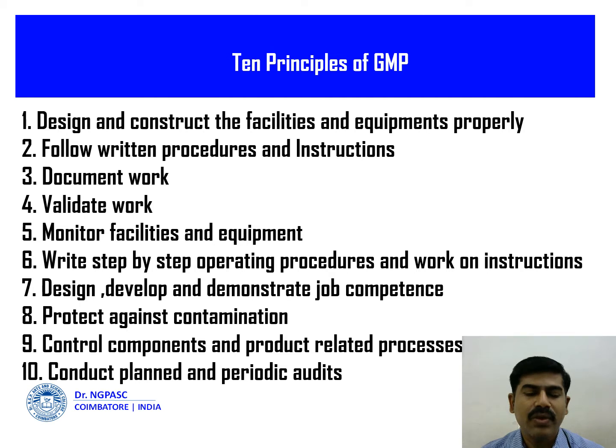The seventh one is design, development, and demonstration of job competence. Then protect against contamination. Contamination is the major problem in a sterile facility, so in any way, we have to check for contamination and ban the contamination route. In this way, we can ensure the standard of the product and control components and product-related processes. The final one is control plan and periodic audits.